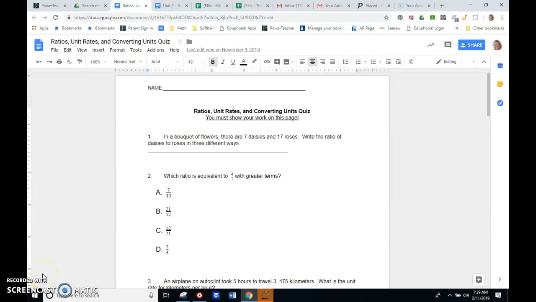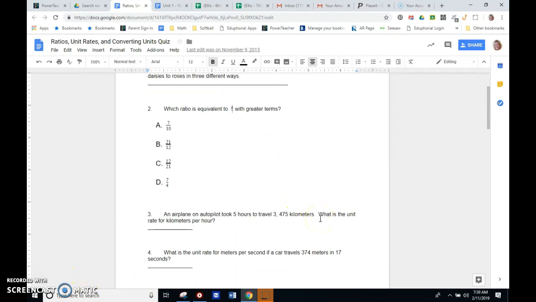In a bouquet of flowers, there are 7 daisies and 17 roses. Write the ratio of daisies to roses in 3 different ways. Number 2, which ratio is equivalent to 4/7 with greater terms?